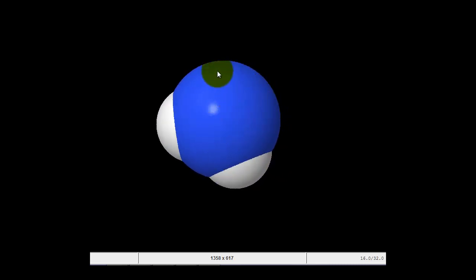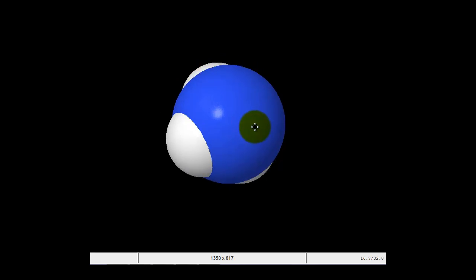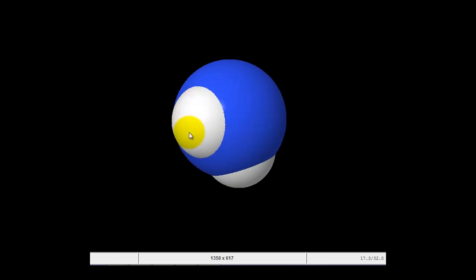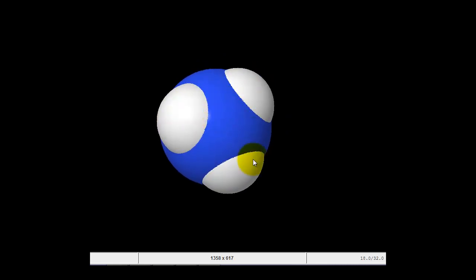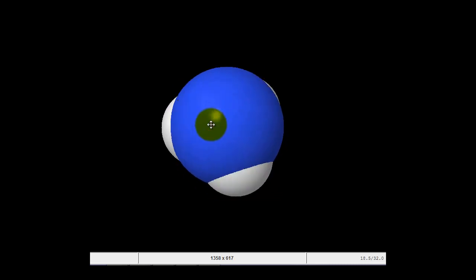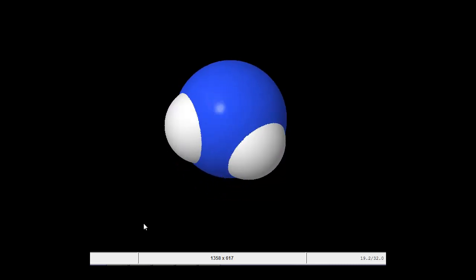So you can see it's the nitrogen part of it that probably will deal with a lot of chemistry. The hydrogens themselves, each one of them can be involved in chemistry as well, because they just kind of stick out. And that's kind of what the molecule would look like.